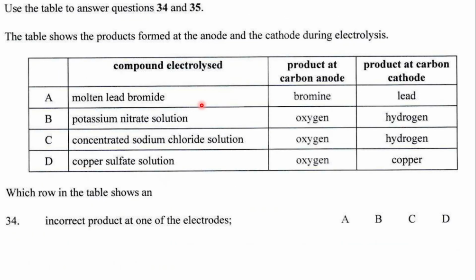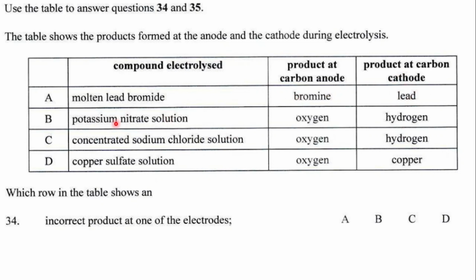Let's move on to question number 34, and it says use the table to answer questions 34 and 35. The table shows the products formed at the anode and cathode during electrolysis. So we have the compound electrolyzed, molten lead bromide. So the first option is the compound electrolyzed is molten lead bromide. What product do we find at the anode? It says bromine. What product do we find at the cathode? Well, we have lead.